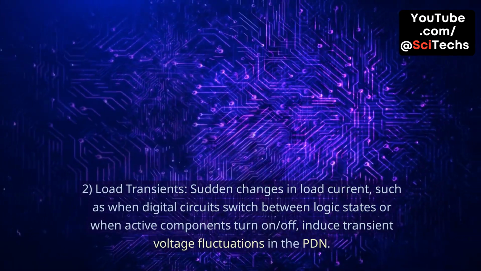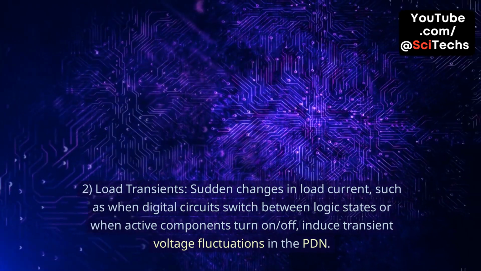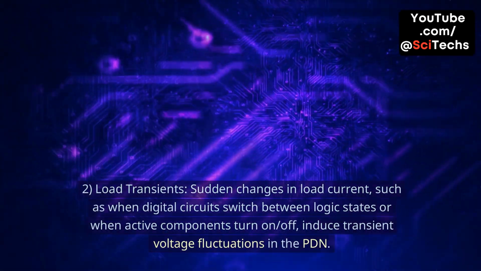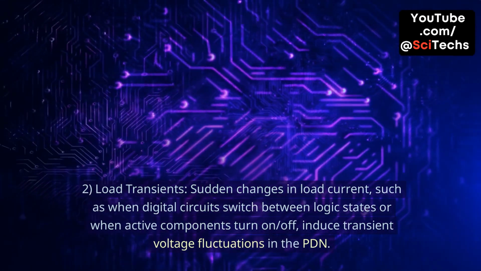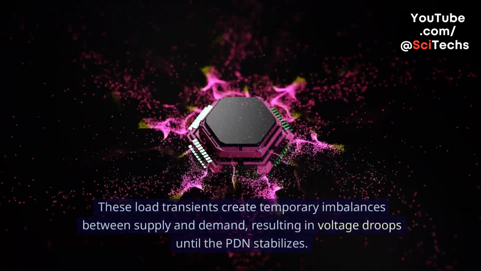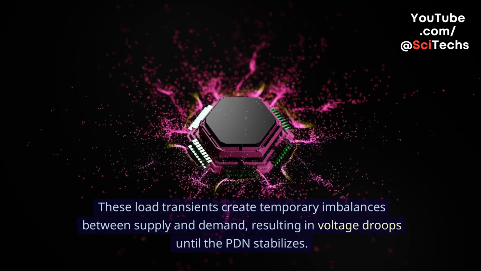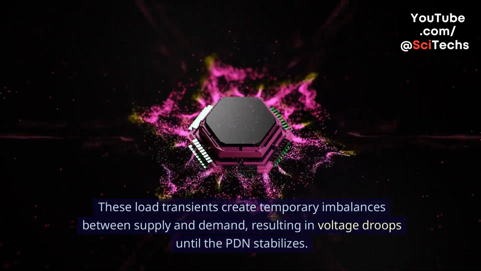2. Load transients. Sudden changes in load current, such as when digital circuits switch between logic states or when active components turn on or off, induce transient voltage fluctuations in the PDN. These load transients create temporary imbalances between supply and demand, resulting in voltage droops until the PDN stabilizes.